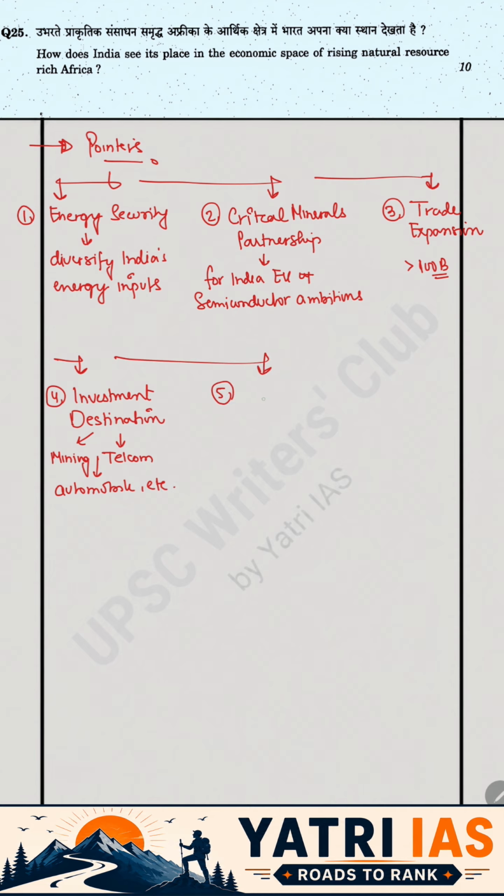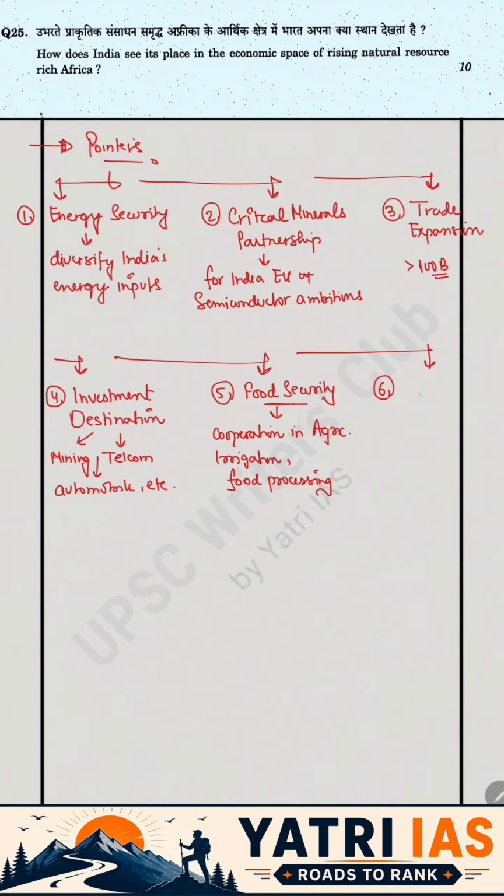After this, you could mention that Africa is important for India's food security as well, because we could cooperate in agriculture, irrigation techniques we could share, and provide food processing items as well. After this, we could also mention that we could build a digital partnership as well. And there is a huge scope in digitalization of relationship in this.